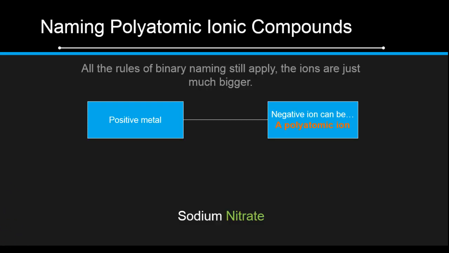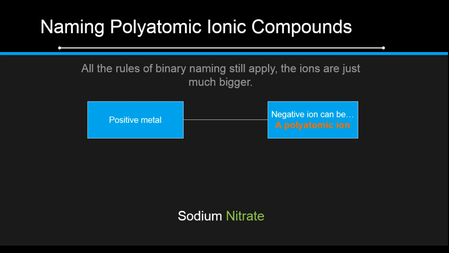Alright, so now we're going to try and write some formulas that contain these polyatomic ions. It works the same way as before. You just have to remember that that negative ion isn't just one single atom now. It's a whole big cluster of atoms from that list we just showed you.